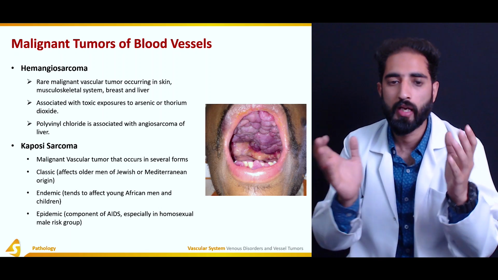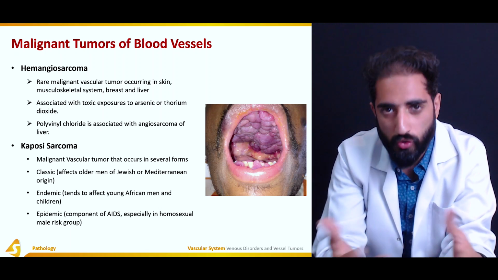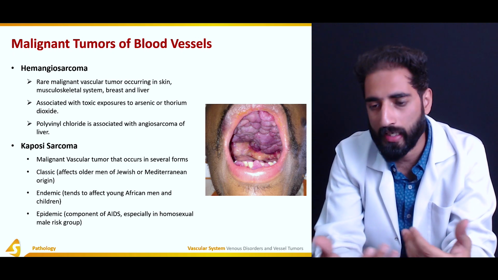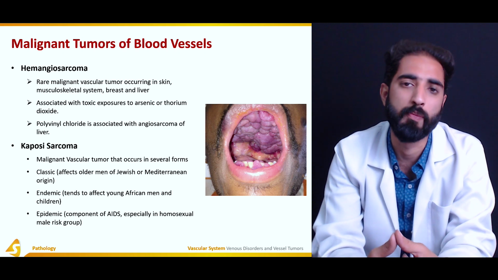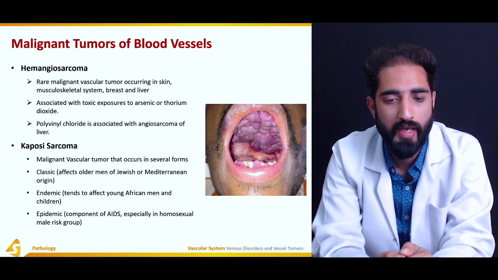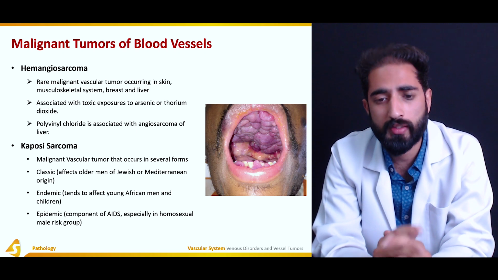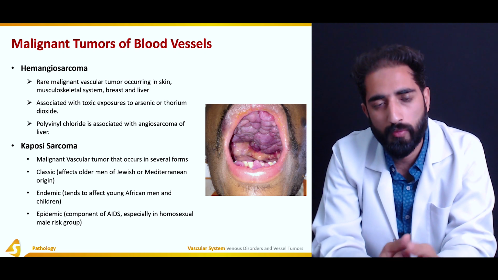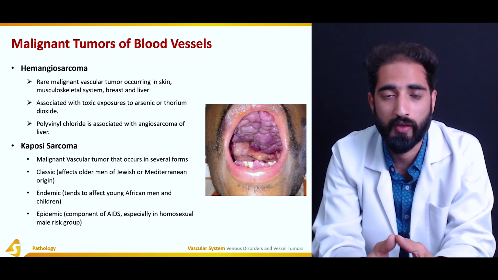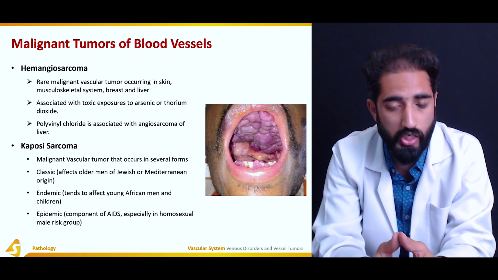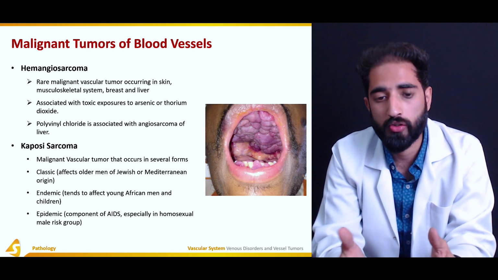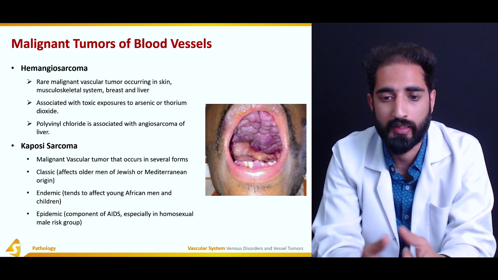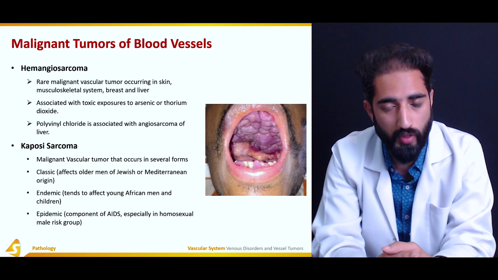Moving on, we have the hemangiosarcoma, which is a true malignant tumor, but it is very rare, and it occurs in the skin, the musculoskeletal system, the breast, or the liver as well. It is associated with toxic exposures to either arsenic or compounds like thorium dioxide, which was used in different types of radiographic diagnostic procedures. It can also be due to polyvinyl chloride, which can result in angiosarcoma of the liver characteristically.